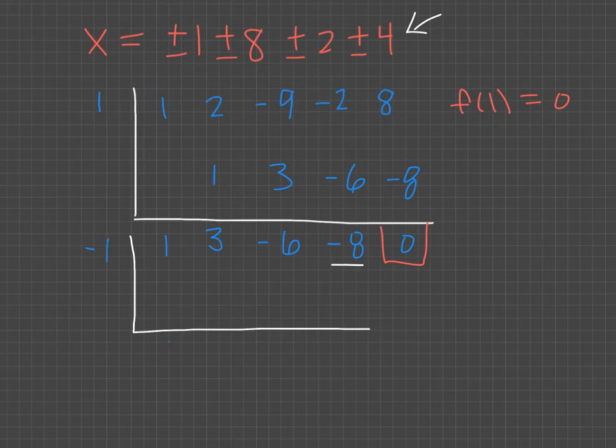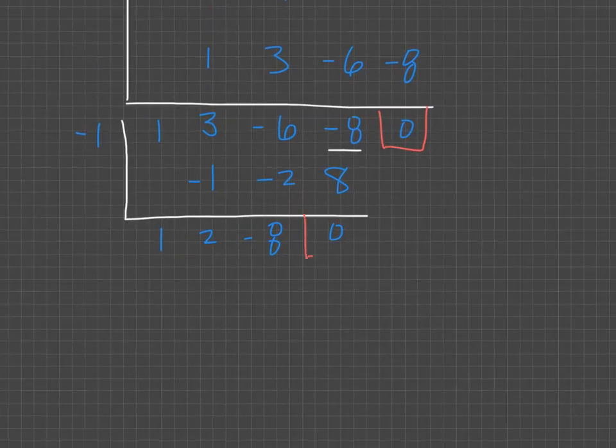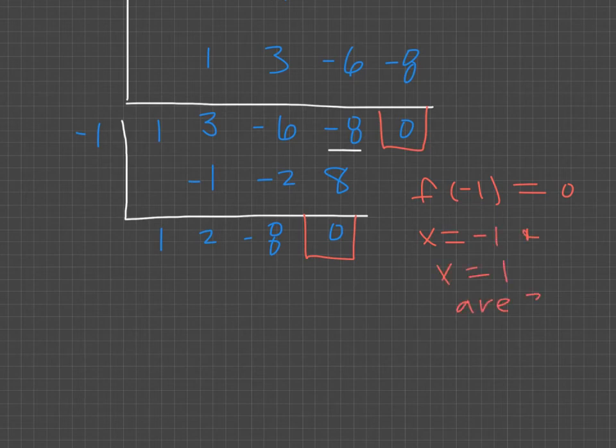So bring down the leading coefficient of 1, multiply, add down, multiply, add down, multiply negative 1 times negative 8, we get positive 8. We add down and get 0. That means we found another 0. F of negative 1 equals 0. So far we have x equal to negative 1 and x equal to 1 are zeros.